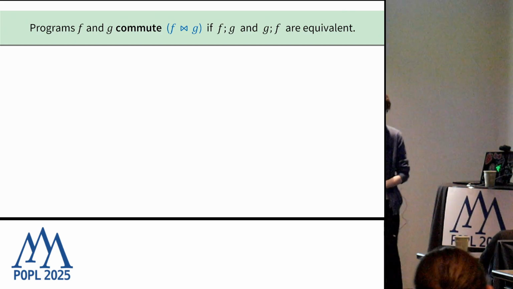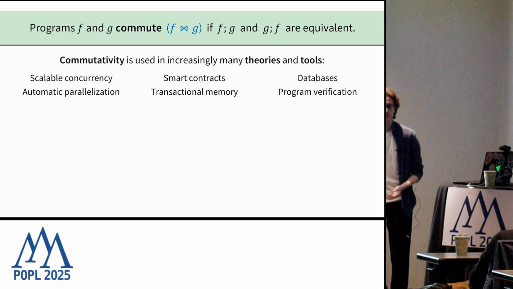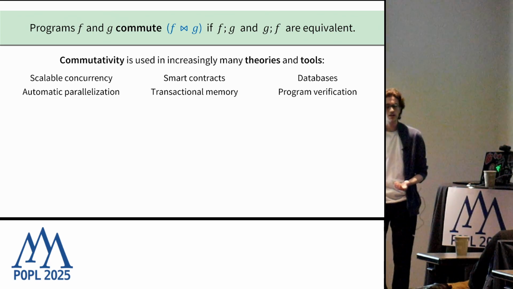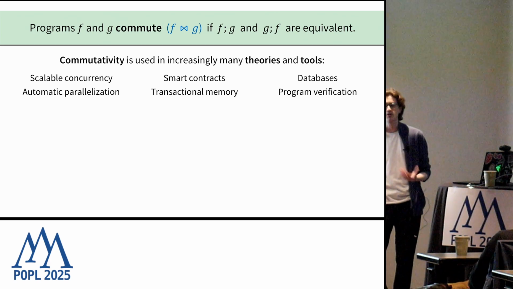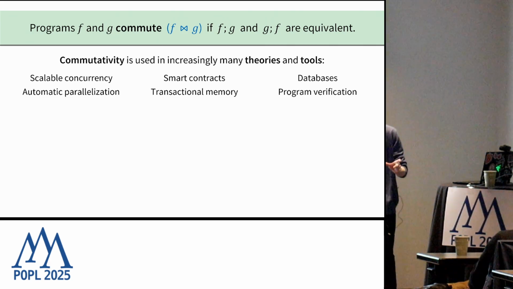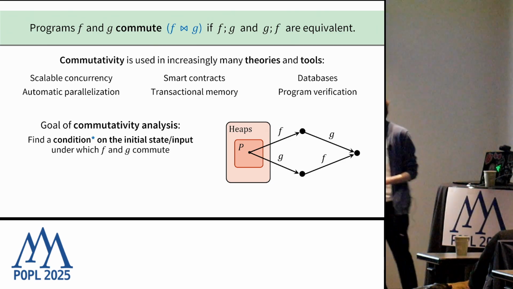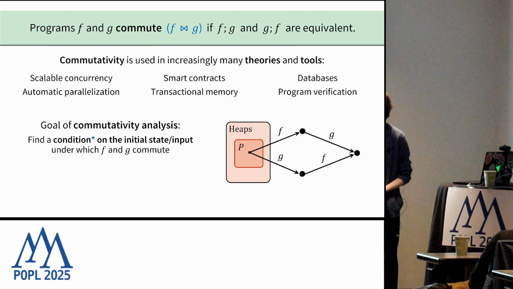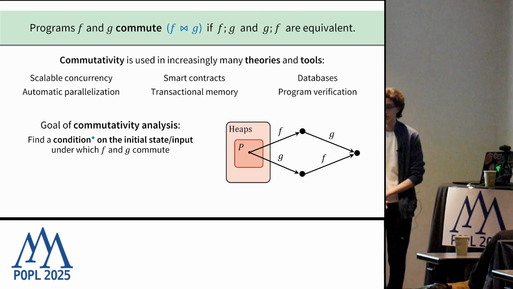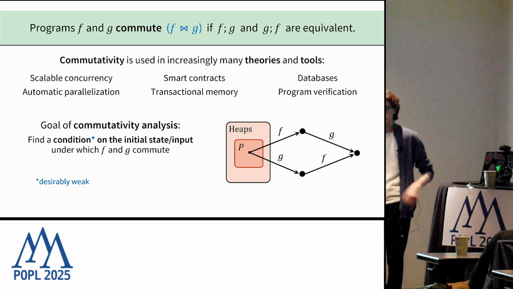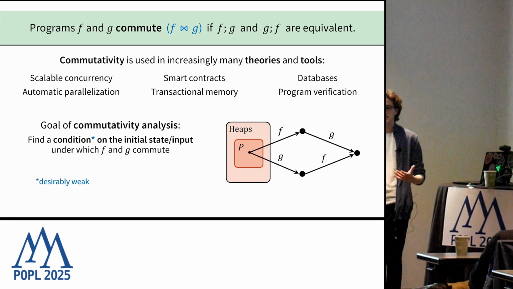order of execution. This property is growing in popularity in a variety of domains because if you can swap the order of execution, that grants a sort of independence which is more broadly applicable than a strict requirement of disjointness of the operations of the two programs. The goal of commutativity analysis is to find a so-called commutativity condition on the initial state under which your two programs commute. And naturally, when you're synthesizing a condition like this, you want it to be meaningfully weak so that it occurs as often as possible.